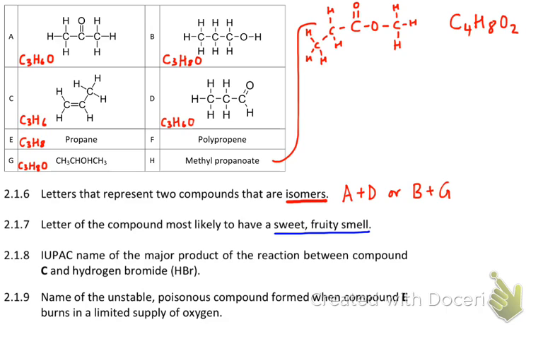2.1.7: Compound most likely to have a sweet fruity smell. Those are the esters, and so that's methyl propanoate, or compound H. 2.1.8: The IUPAC name for the major product of the reaction between C and hydrogen bromide.